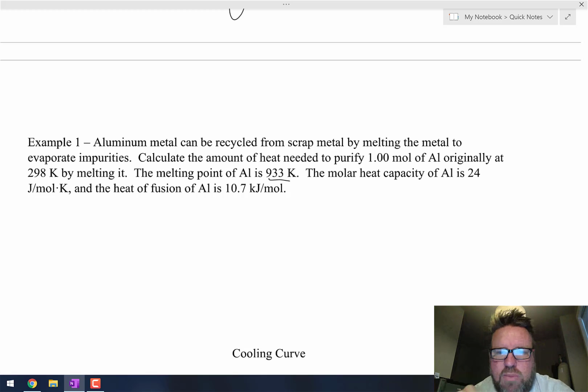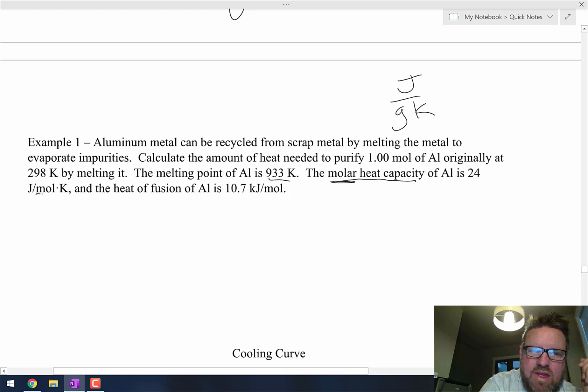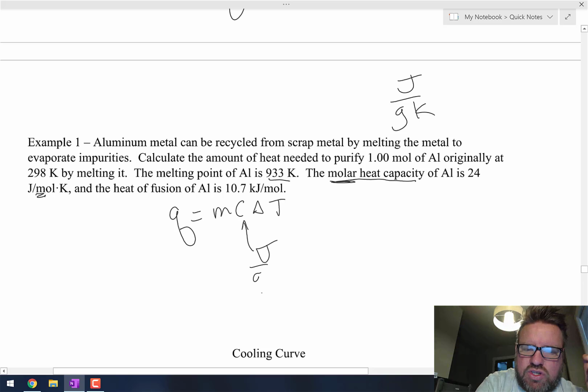The tricky part on this is that typically when they give you the specific heat or the specific heat capacity, it's joules over grams Kelvin or grams degrees Celsius. In this case, though, they give you the molar heat capacity, in moles. So when you're doing Q equals mc delta T, the one thing they're trying to do to mess with you here is that instead of giving you joules over grams Kelvin, they're giving you joules over moles Kelvin.